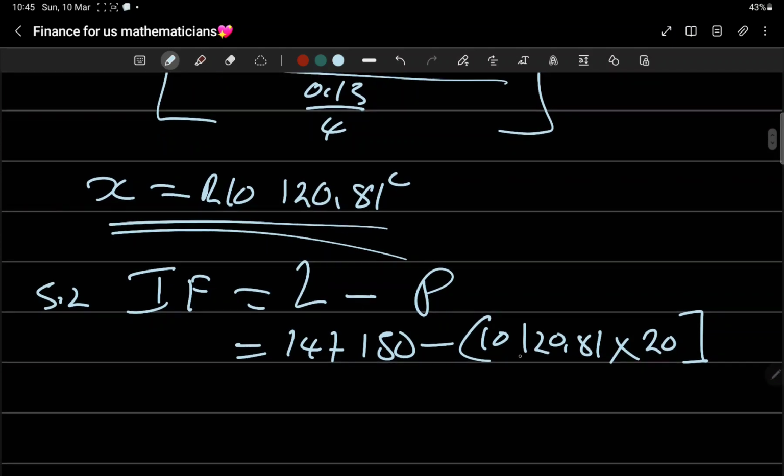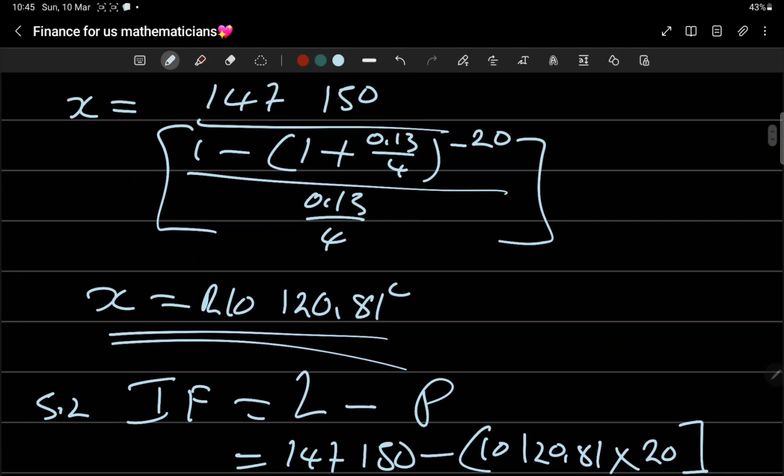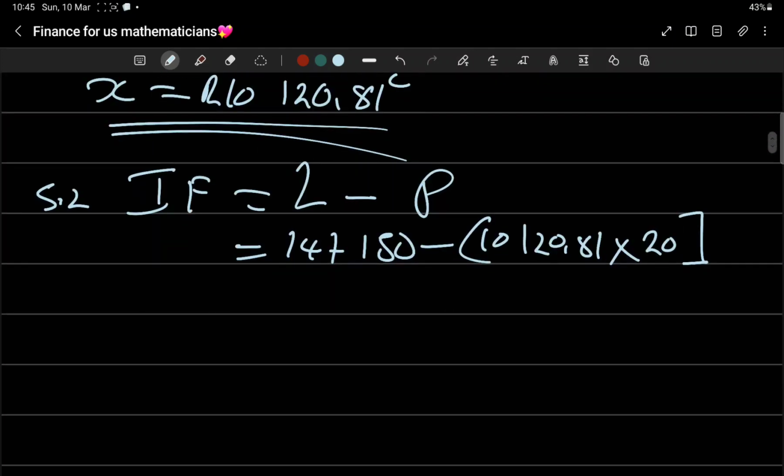So instead of rounding, just save the answer in your calculator. Then press 147,150 minus, open bracket, the answer function, multiply by 20, and that gives you 5,266.26.